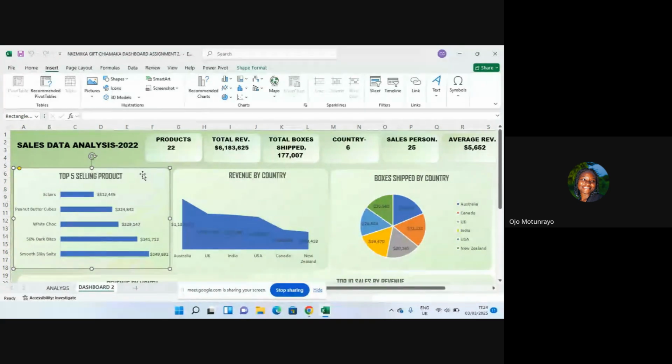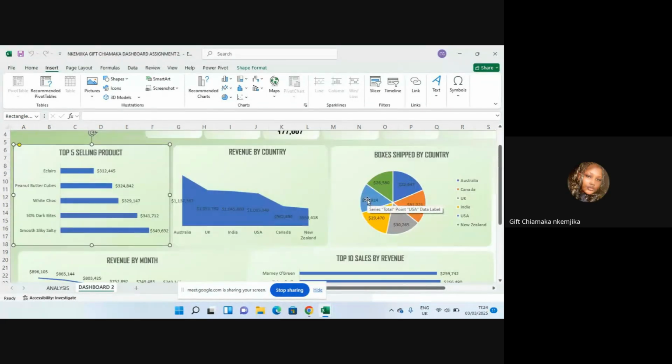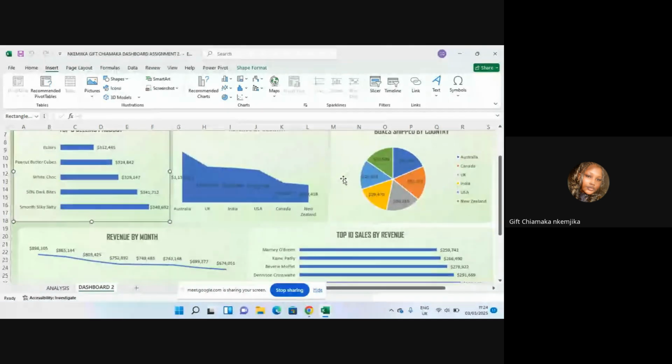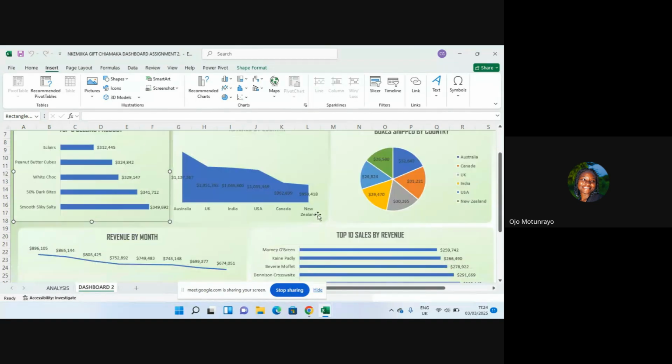For your boxes shipped by country, wrong chart. Revenue by country, it's still okay. Revenue by month, change it to the way Fumilayo did hers, so that it will look like trends.